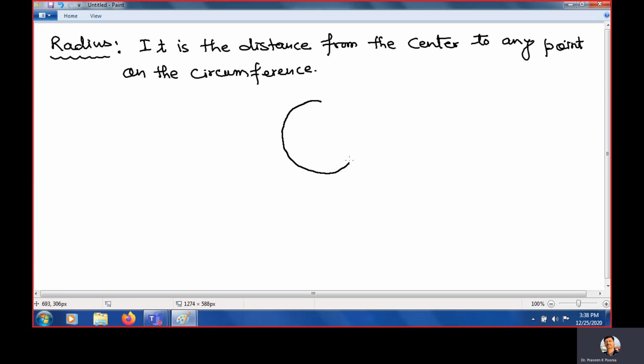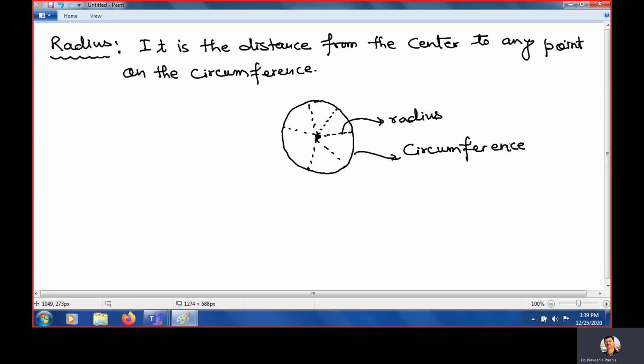If this is the circle, this is the fixed point, the center. Then this distance, from the center to the circumference, this distance, this distance, all distances are the same, and this distance is called the radius. Clear? And this distance is from the center to the circumference. This outer boundary is called the circumference.